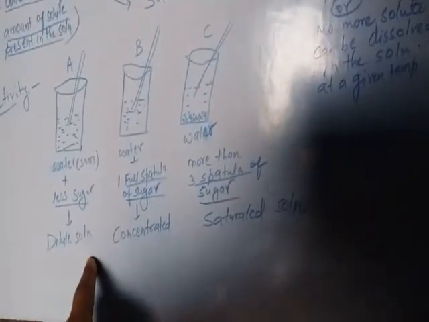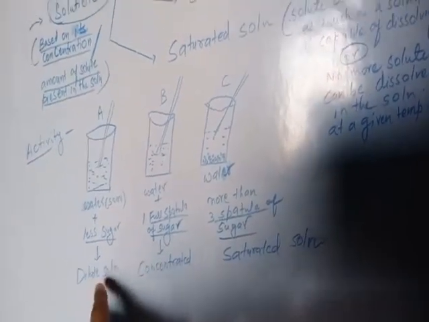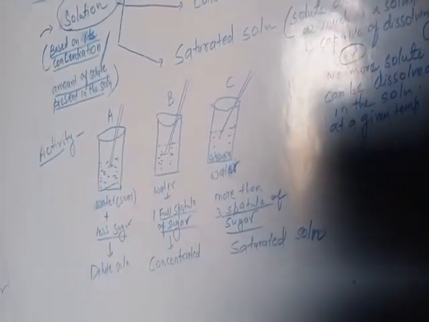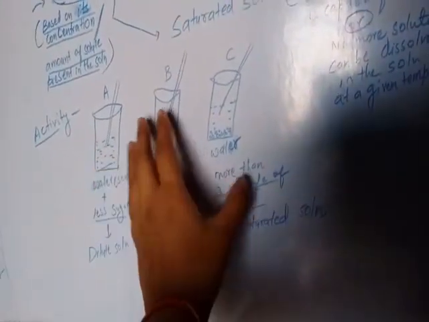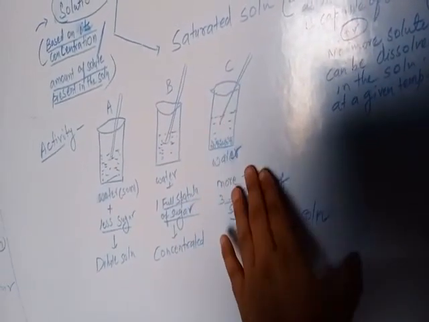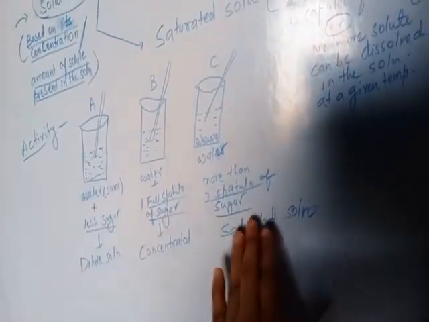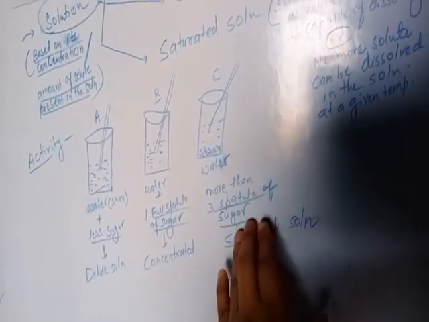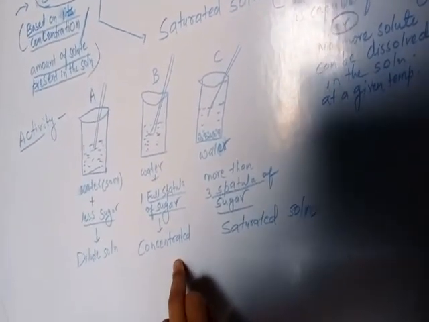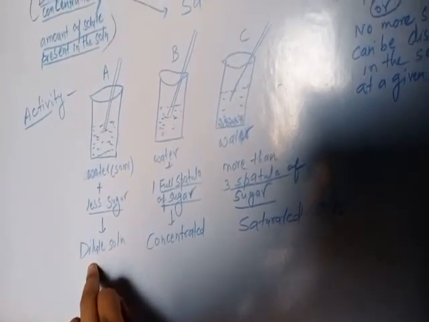So if you are asked to choose the solution having the highest concentration, how will you do that? Out of 3 beakers, the solution contained in beaker C is of highest concentration than beaker B and than beaker A. So the solution C is highly concentrated. Now B is less concentrated and A is the least concentrated solution.